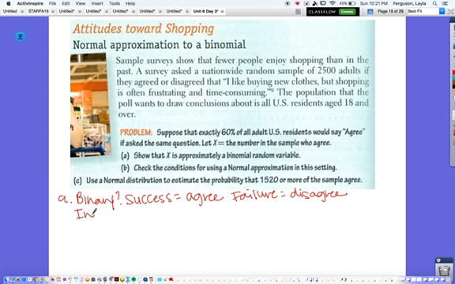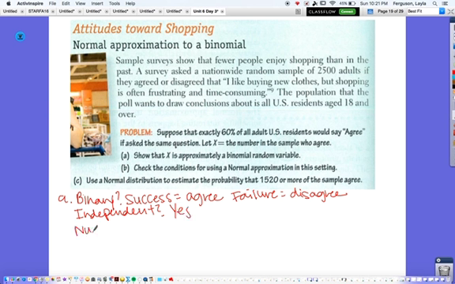For I, that would be independent. Does what one person says affect what the second person says? Because there are 235 million adults in the United States, the responses of the 2,500 randomly chosen adults are very close to independent. So this would be a yes.